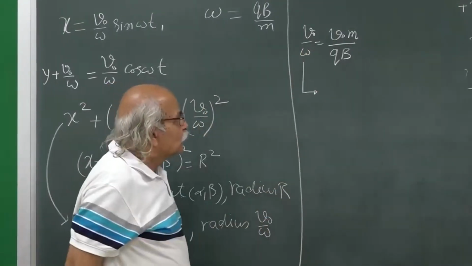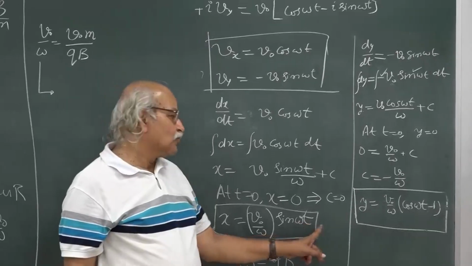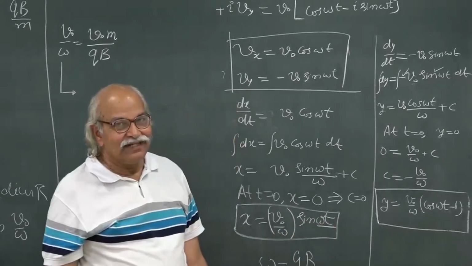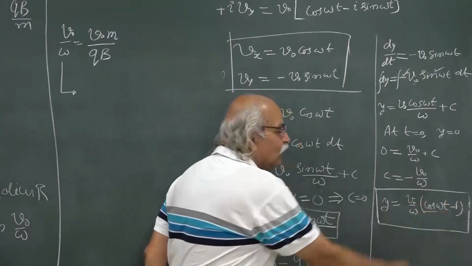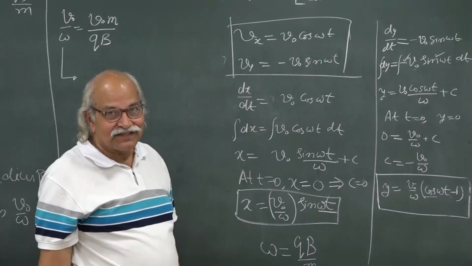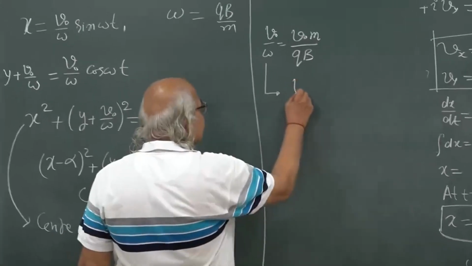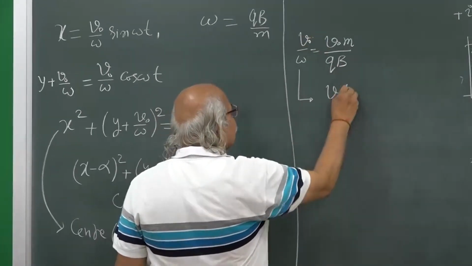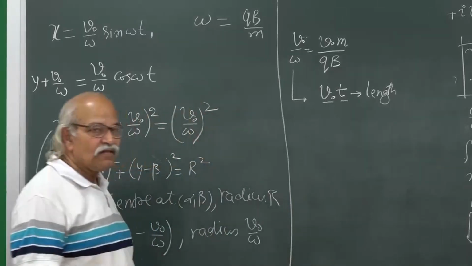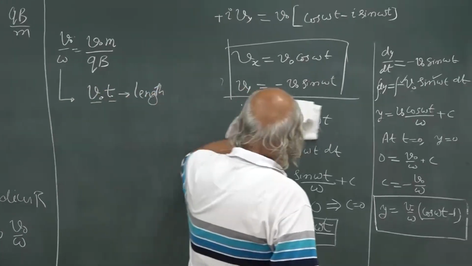This omega is 1 by t, 1 by time. How do I say that? Sine of omega t, cos of omega t. If you are getting sine of omega t, this omega t should be a number. You can take sine and cosine only of a number. You cannot take sine and cosine of a length or time or force. It has to be dimensionless. So omega has a dimension of 1 by t. And if you use that, this t goes here, velocity into time, and that is length. Perfect. Perfect.